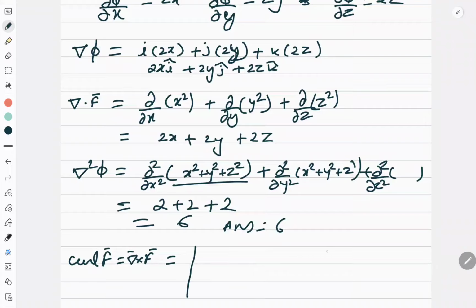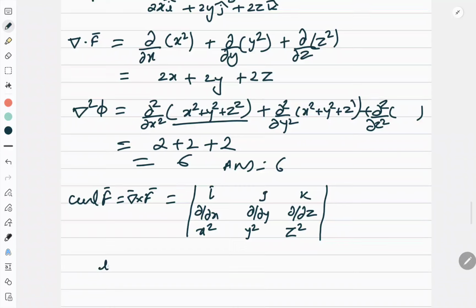So I will do like this. i, j, k, ∂/∂x, ∂/∂y, ∂/∂z, x², y² and z². Right? So when I do i, ∂/∂y of z² minus ∂/∂z of y². It is a symmetric function. So even if you don't write all the terms and you put a summation here, it's perfectly okay.